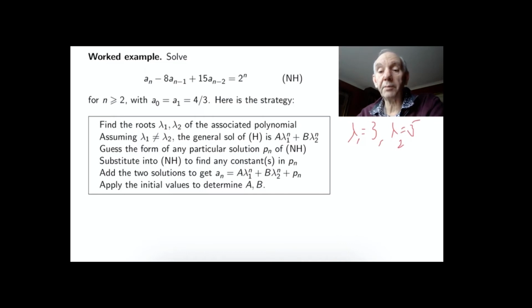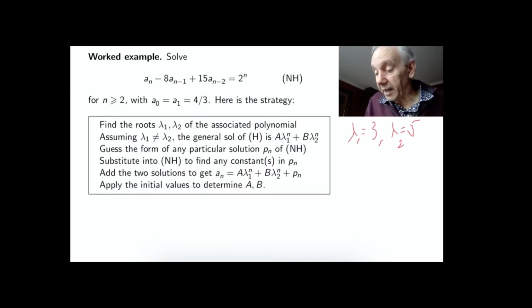Well, it's a bit problematic if the roots are repeated. I'll explain that on the next slide. But assuming they're not repeated, and here they're not, they're distinct, we know that the general solution is a combination of the two solutions I mentioned already. So a constant times 3 to the power n plus a constant times 5 to the power n.